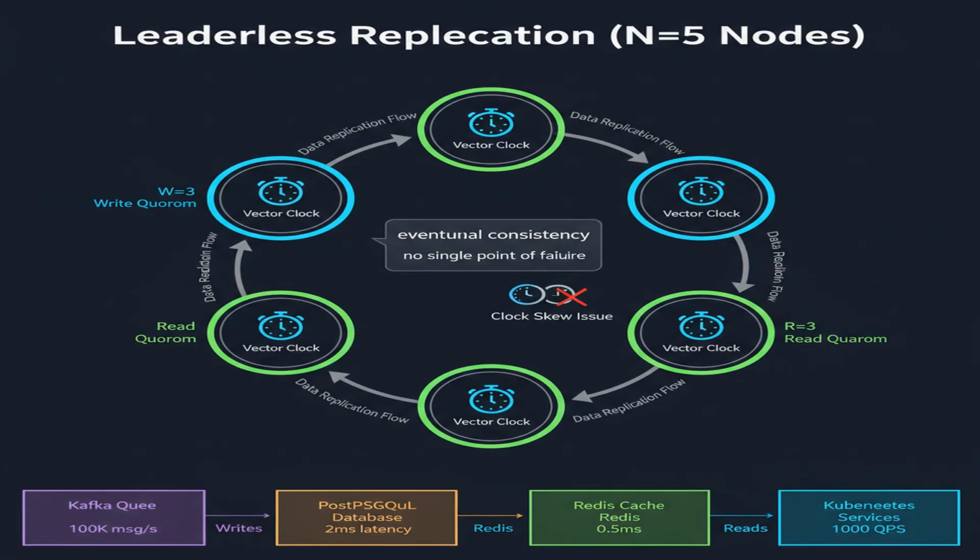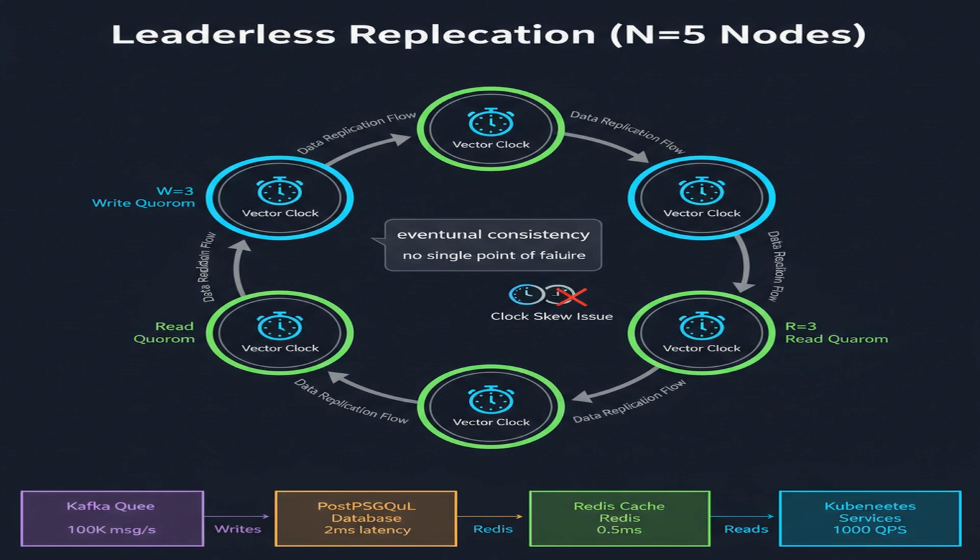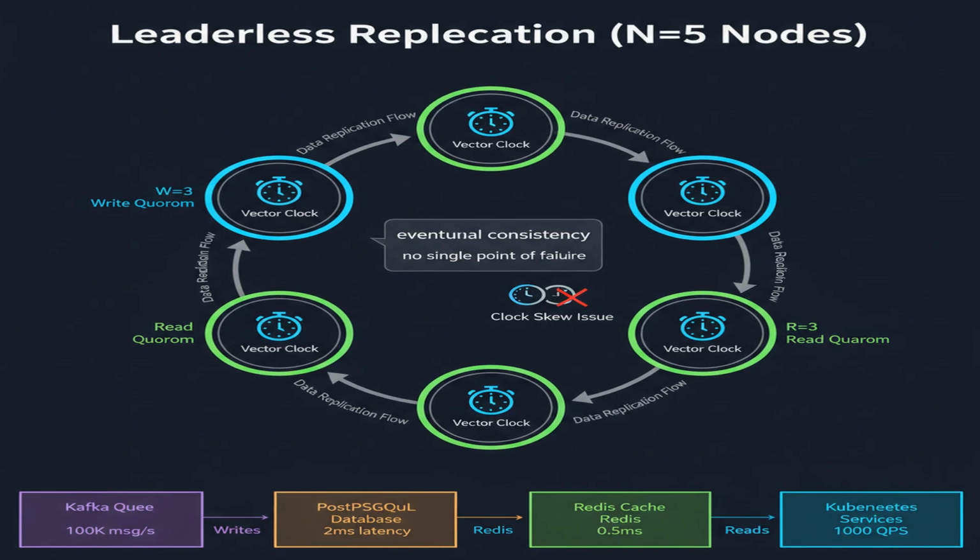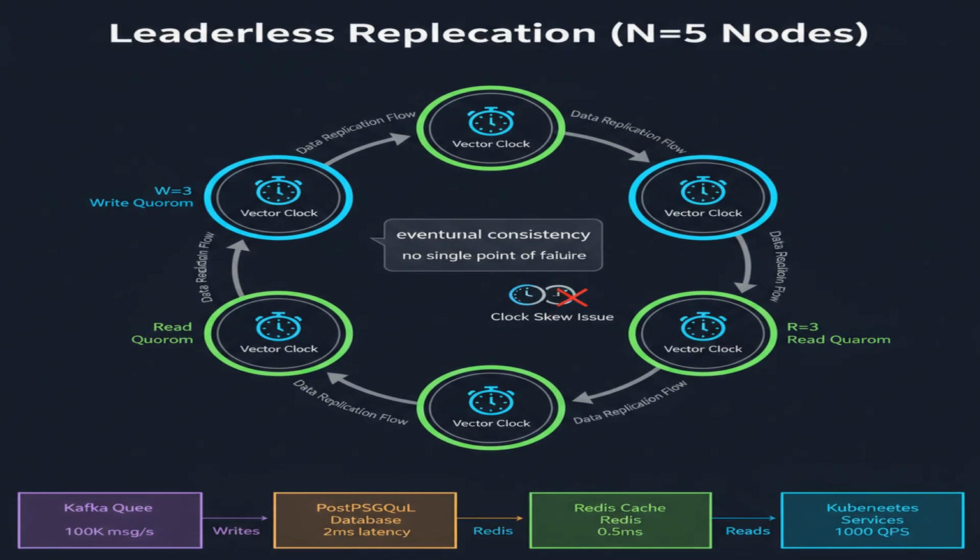Vector clocks track causality, helping resolve conflicting writes. The mistake most candidates make is ignoring network latency. High latency increases the probability of conflicts. Idempotency is also crucial. Operations should be safe to retry without unintended side effects.